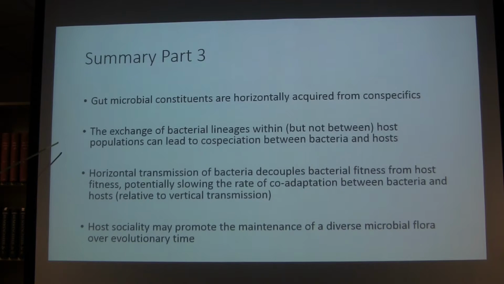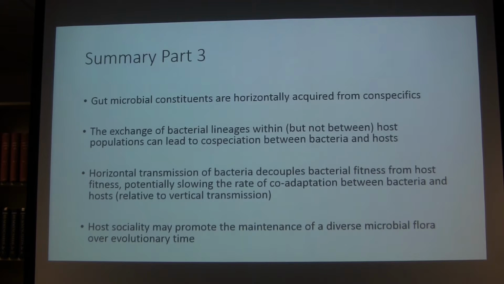And I want to point out that the exchange of bacteria within host populations through social interactions, but not between host populations, can also lead to the pattern of co-speciation, just like strict vertical inheritance might. However, this horizontal transmission decouples bacterial fitness from host fitness. So bacteria and hosts have independent fitness interests in a scenario in which bacteria are being horizontally transmitted. So this might slow the rate at which co-adaptation occurs.